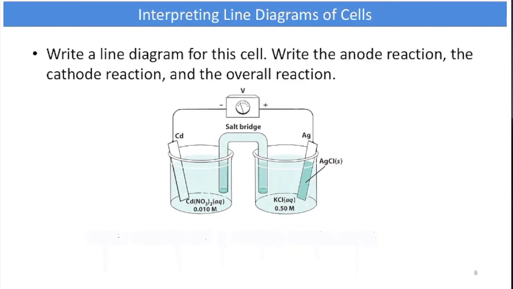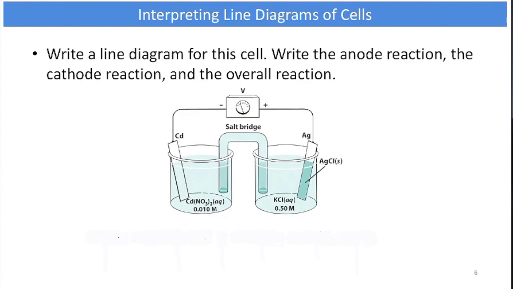So let's just try a quick example. You might want to pause the video to see if you can do this yourself. Write a line diagram or a cell diagram for this cell. Write the anode reaction, the cathode reaction, and the overall reaction. The answers are actually on the next slide if you want to look at them, but try this yourself to see if you can do it.